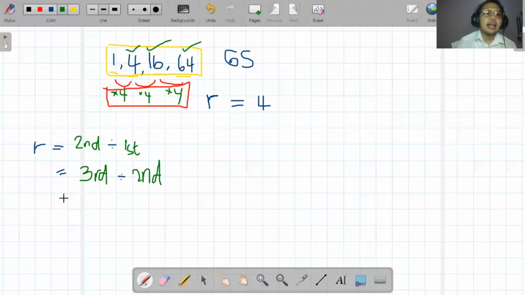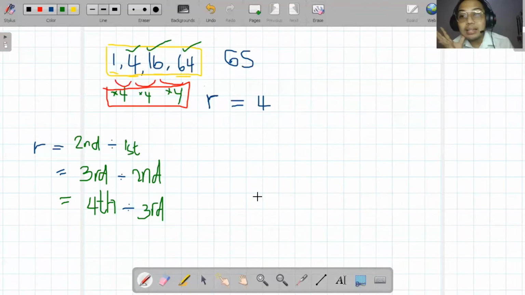Okay? And then, next na sad, pwede pod fourth term divided by our third term. So, ana siya, sa arithmetic sequence, second minus first, third minus second, fourth minus third. Sa geometric sequence ta, kay atuan na sad is divide ta. So muna, second divided by first, third divided by second, fourth divided by third, and so on.